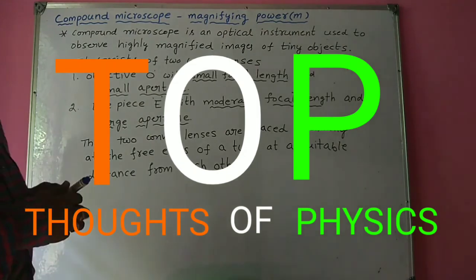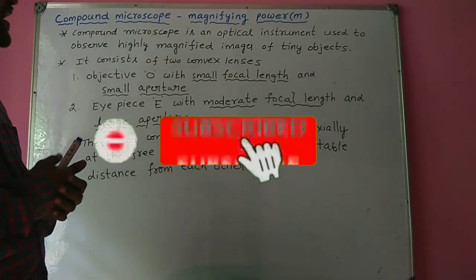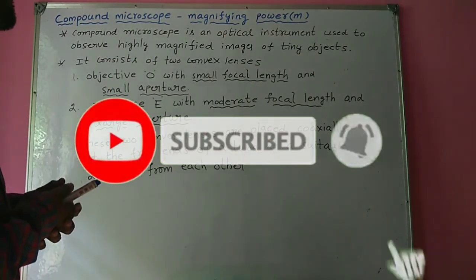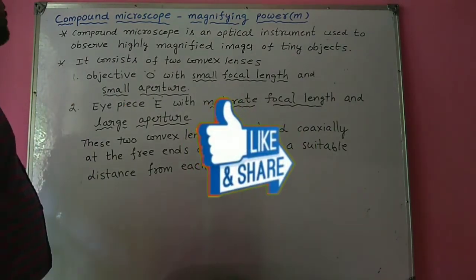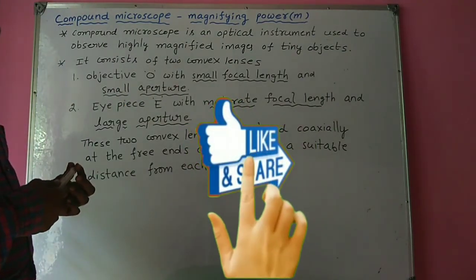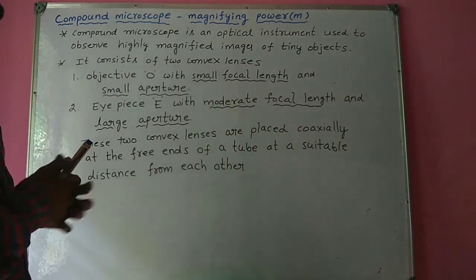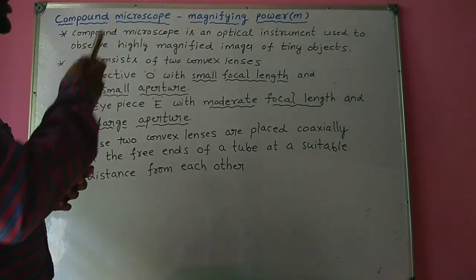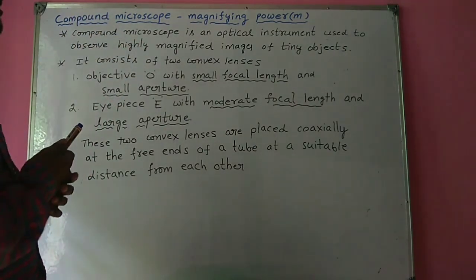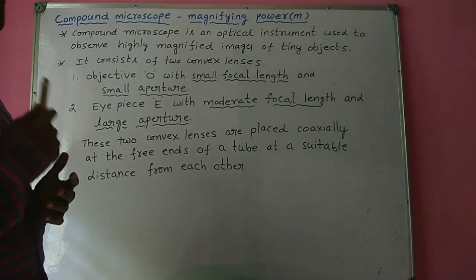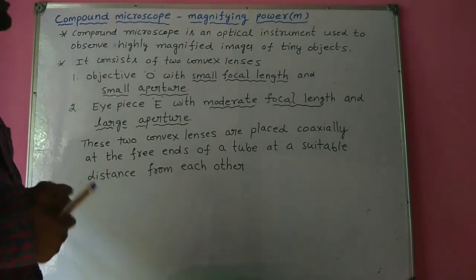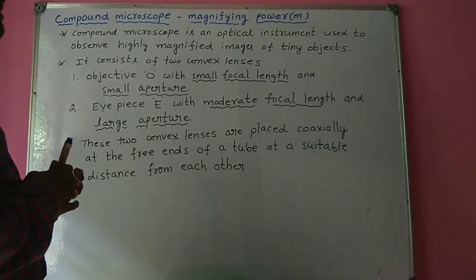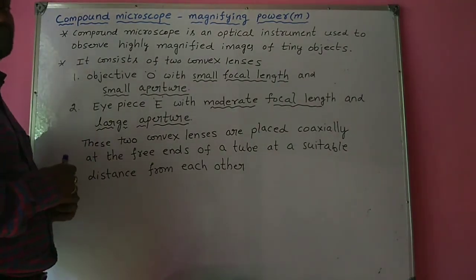In the video series on ray optics, in this class I am going to explain the compound microscope and the expression for the magnifying power, also called the magnification, of a compound microscope. The magnifying power is denoted by M. So first, what is a compound microscope?